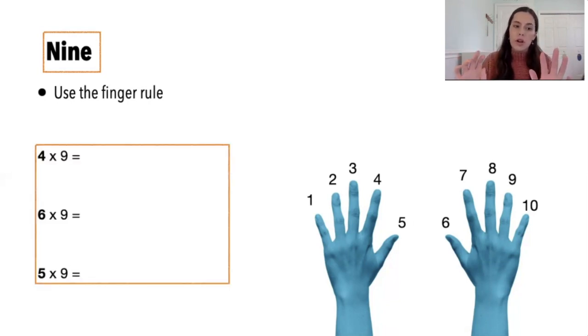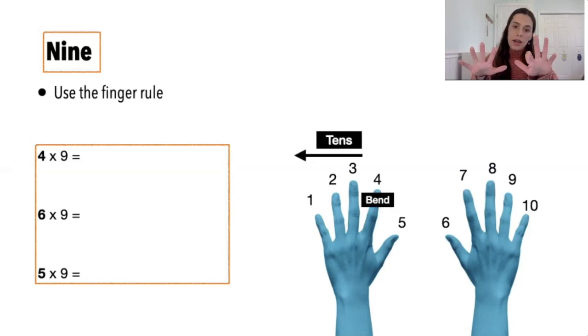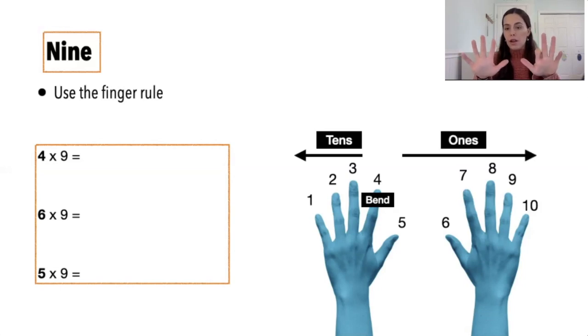First, we'll start off with doing 4 times 9. So what you're going to do is you want to find your fourth finger and you want to bend it. After you've bent your fourth finger, the fingers on the left are going to be the tens. So you'll have 10, 20, 30, and on the right are your ones. So you'll have 31, 2, 3, 4, 5, 6.